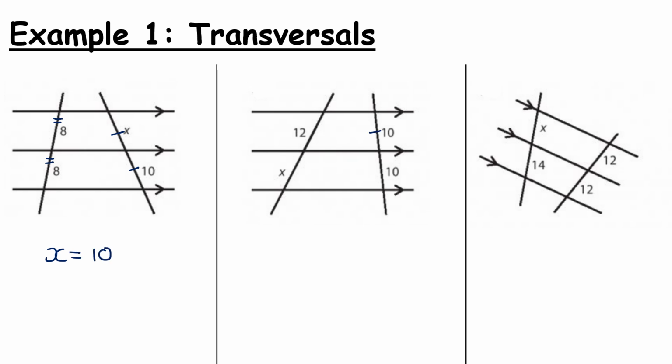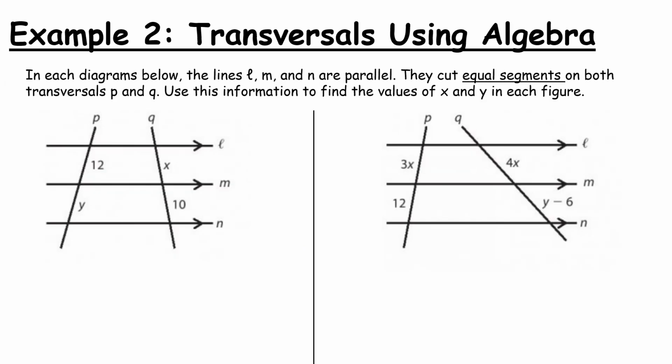Same over here, we're told 10 and 10. So these two sides have to be equal, so x must be 12. And if we go here, we're told 12 and 12, that's equal segments, so these two must also be equal, so x is equal to 14. Really straightforward. Now, what if we add in a little bit of extra algebra?